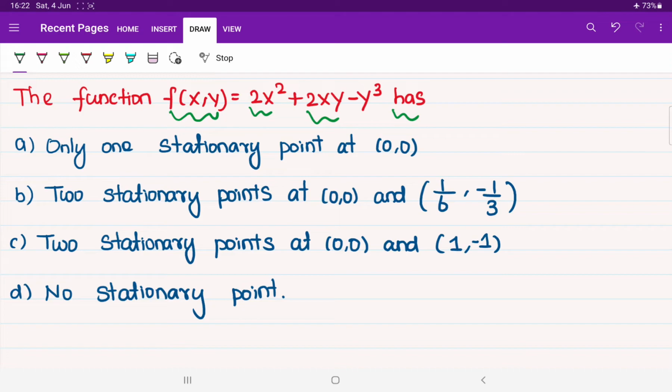So in order to identify the stationary point, the one and only thing that is required is just to differentiate the function with respect to x. If only one independent variable is given, we have to differentiate only with respect to x. If two independent variables are given, then differentiate separately. First differentiate the function with respect to x, then differentiate the function with respect to y, then equate them to 0, identify the values of x and y. That's all. That set is called stationary points. Yes or no? Yes sir.